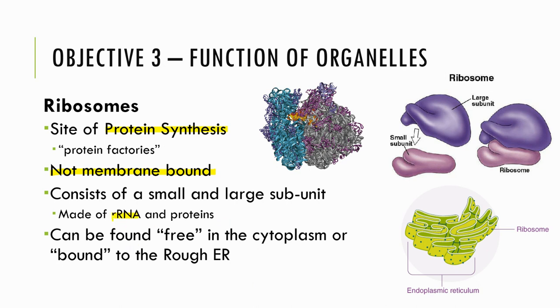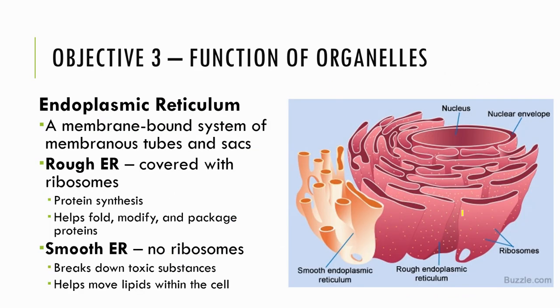Our RNA is called ribosomal RNA, and it's joined up with some proteins, and that gives us these basic structures of the ribosome, the large subunit and the small subunit. Now the ribosomes themselves can be found hanging out in the cytoplasm. We call those free ribosomes, or they could be attached to a membrane known as the rough ER. And the reason that we call the rough ER rough is because of those bumpy ribosomes that are on it.